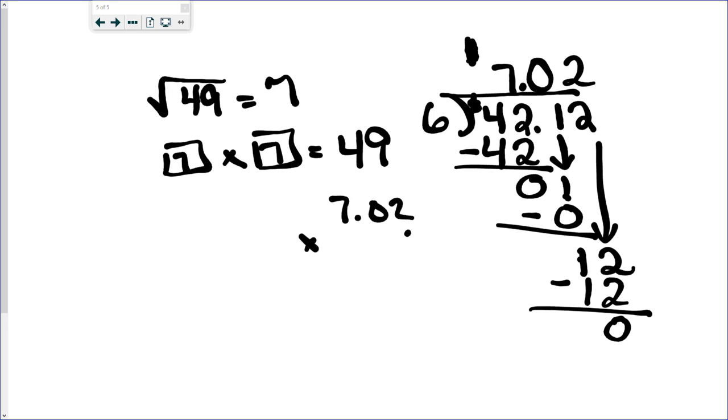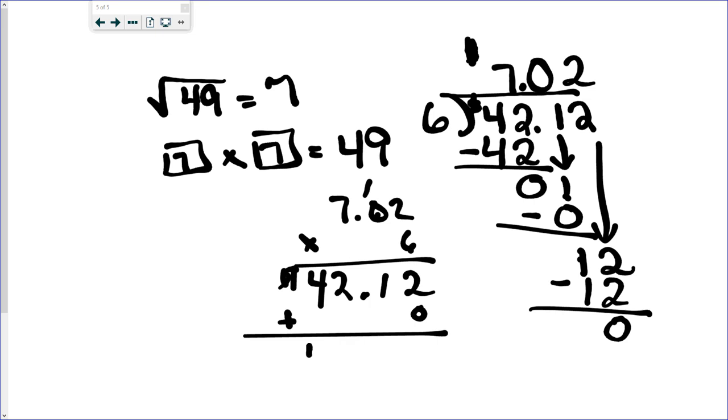702 times 6. 6 times 2 is 12, carry my 1. 6 times 0 is 0, plus 1 is 1. 6 times 7 is 42. I get $42.12. Okay, with no remainders. If I had a remainder, I'd add it in at the bottom there, and that would give me my answer. All right, so make sure you're looking at that process when you're going through things.